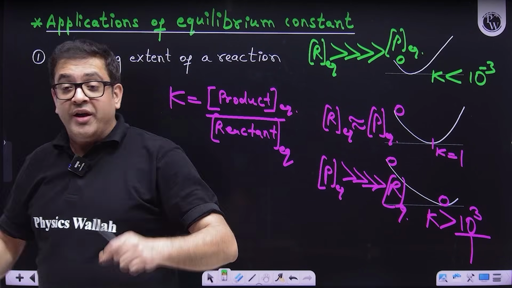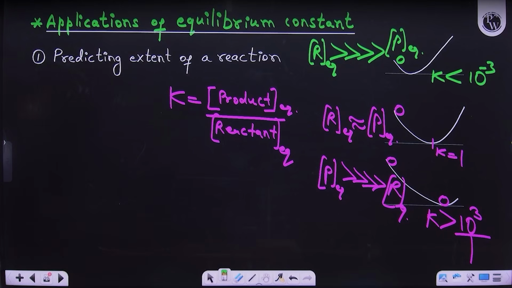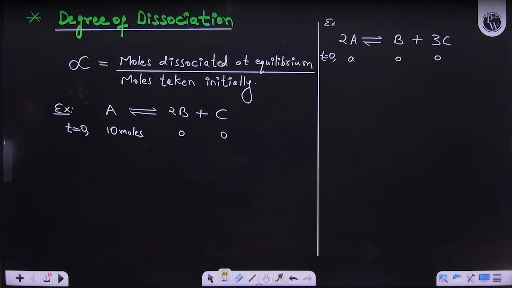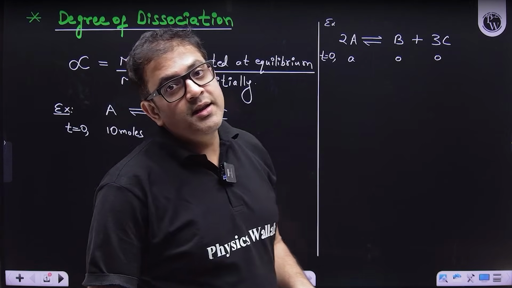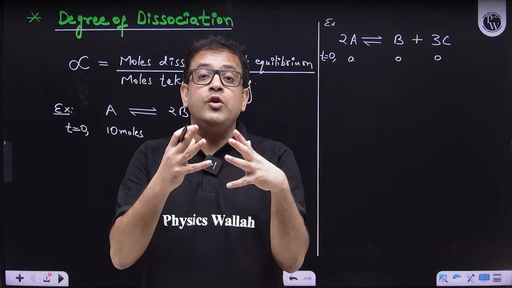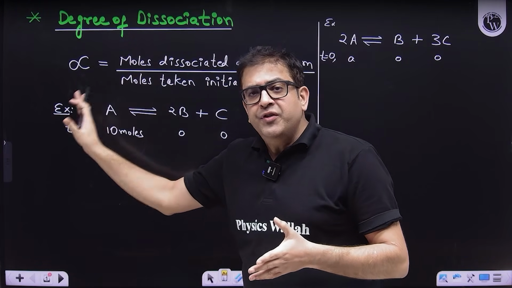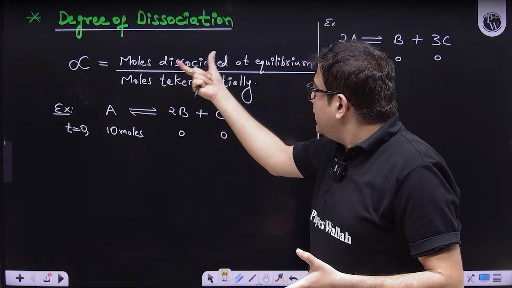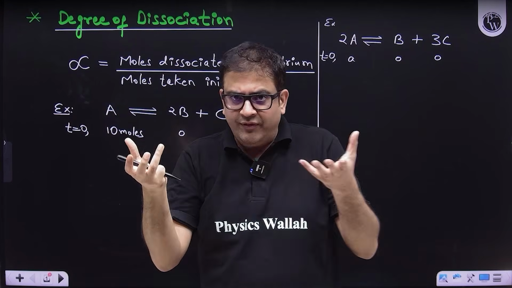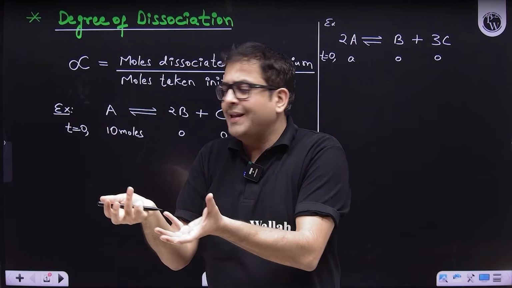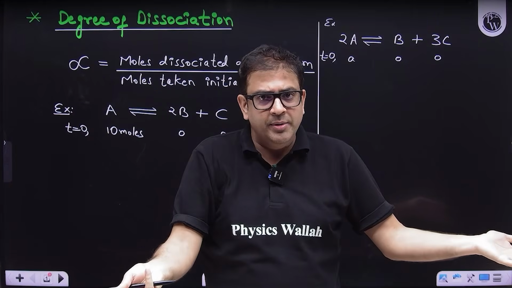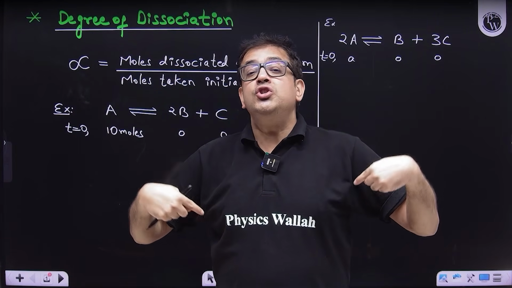So moving ahead, moving to the other side of equilibrium, let us now talk about what is degree of dissociation, alpha. Alpha, by definition, is defined as moles dissociated at equilibrium. You have taken a reactant species, and the moles of it that are dissociated at equilibrium, upon the initial moles taken for that particular reactant.